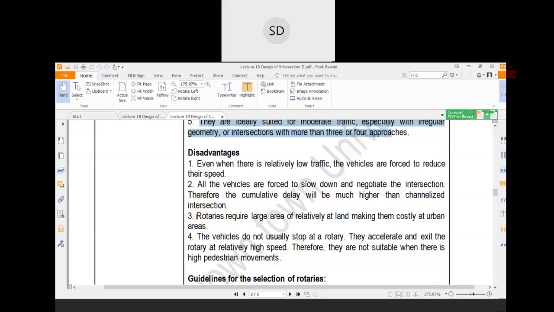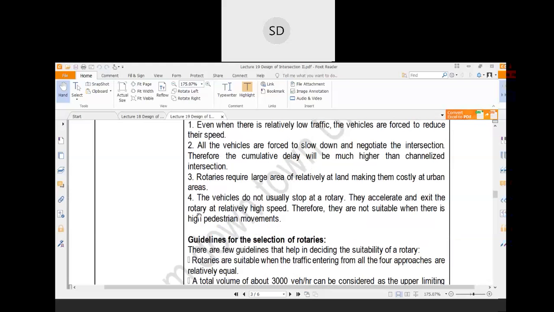Then rotaries require large area to construct. Now in the urban area, this large area may not always be available. Another thing is, the vehicles do not usually stop at the rotary. They accelerate and exit the rotary at relatively high speed.